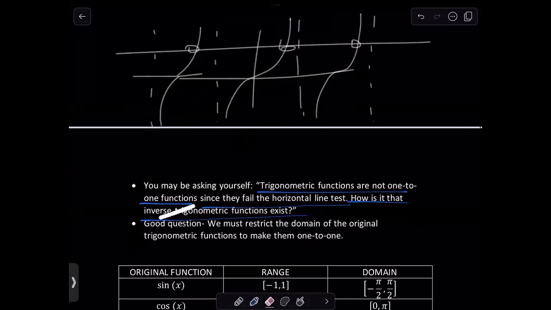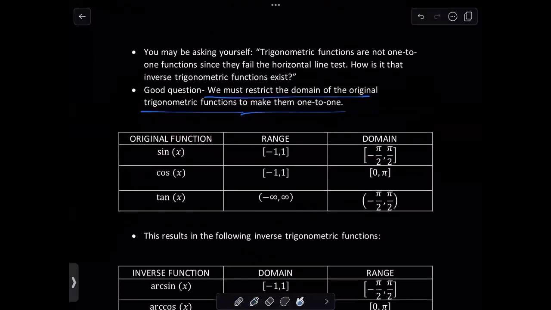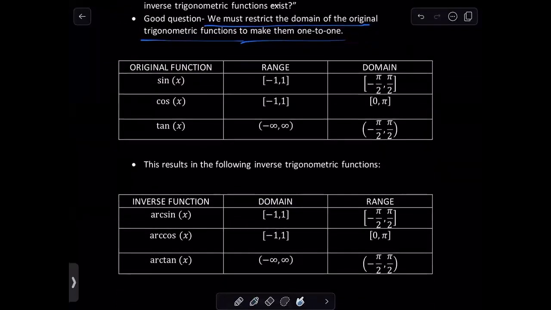So that's a good question. And the answer to that question is we must restrict the domain of the original trigonometric functions to make them one-to-one functions. So we are going to restrict sine, we are going to restrict cosine, and we are going to restrict tangent such that we can make them one-to-one functions within those restrictions. And I am going to show you what these restrictions look like on a diagram.